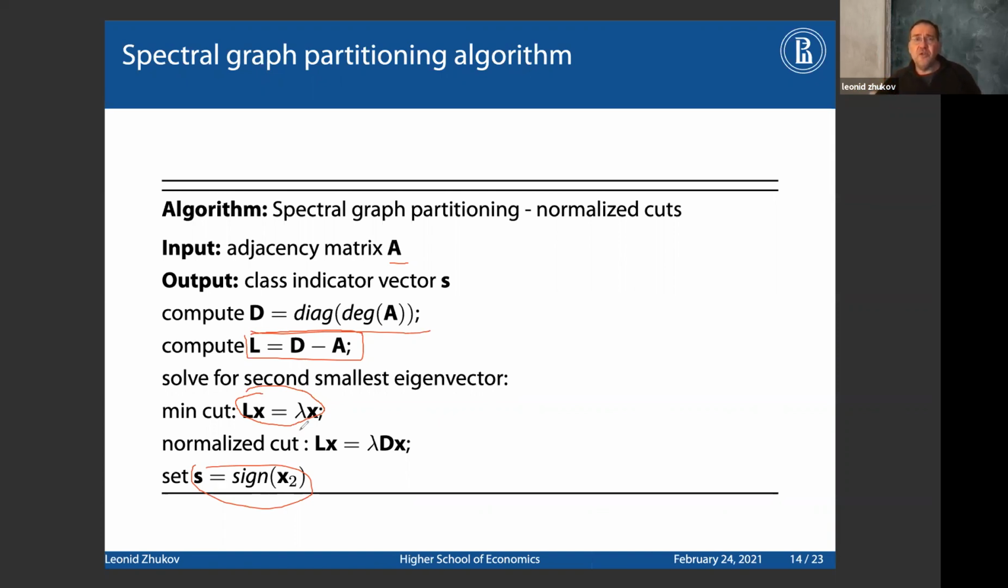Now, what's also extremely interesting is that if instead of this equation, you solve that equation, right? This is the same eigenvalue problem, except here you have a diagonal matrix. One can show that instead of minimizing the cut, you'll be minimizing the normalized cut.